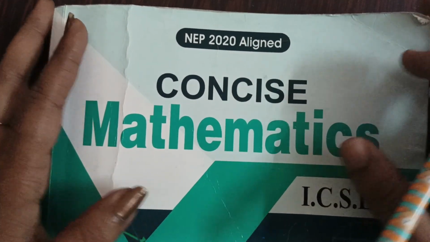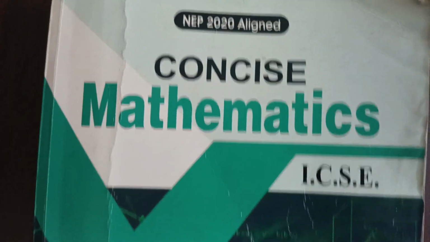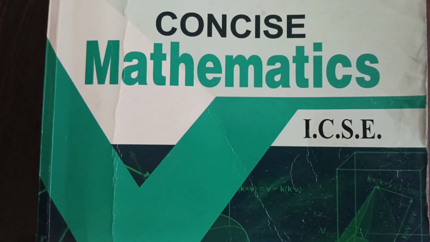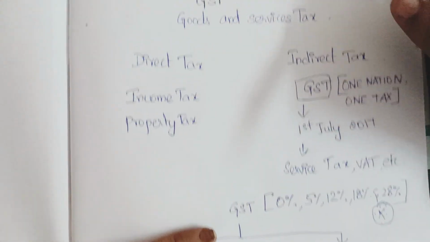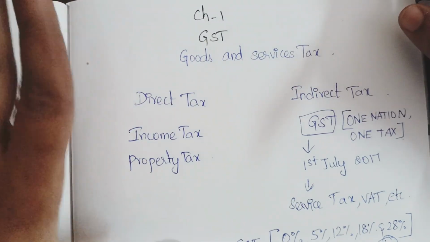I am going to take Concise Mathematics ICSE for 10th standard, which is 2025 edition. This is the first chapter in 10th standard, which is GST. GST means Goods and Service Tax.